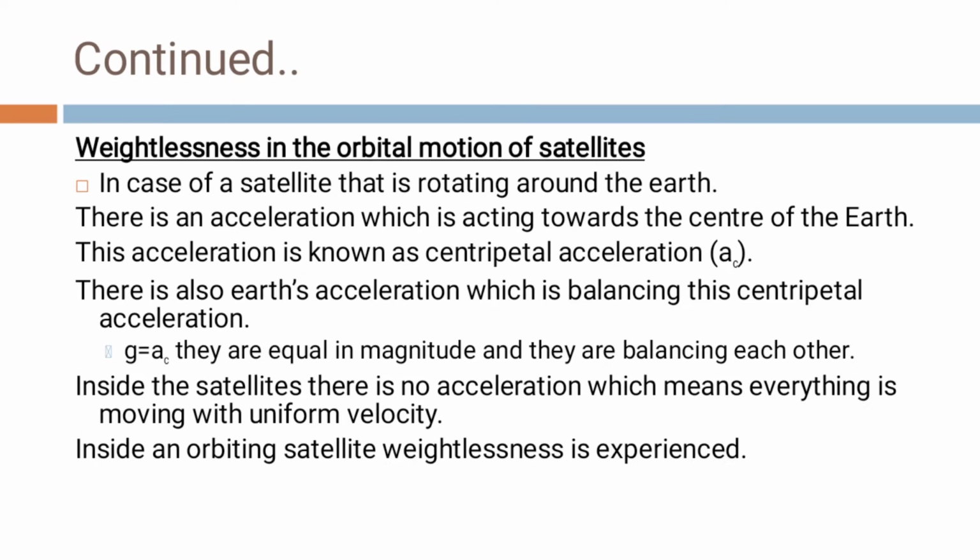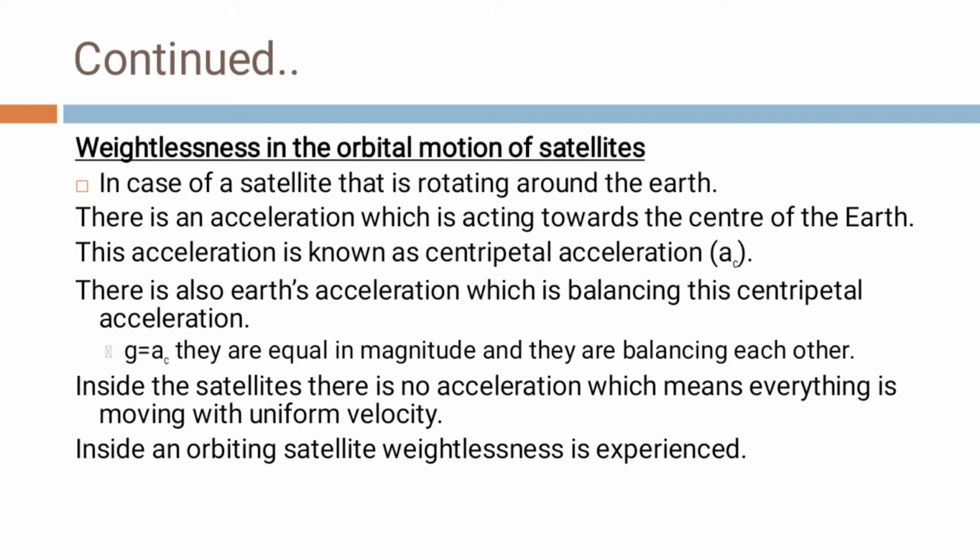Next one, weightlessness in the orbital motion of the satellite, let us see how it is there. It is rotating around the earth. As you know, a satellite is revolving around the earth. There is an acceleration acting towards the center of the earth. That acceleration is called centripetal acceleration. It is also Earth's acceleration which is balancing the centripetal acceleration.